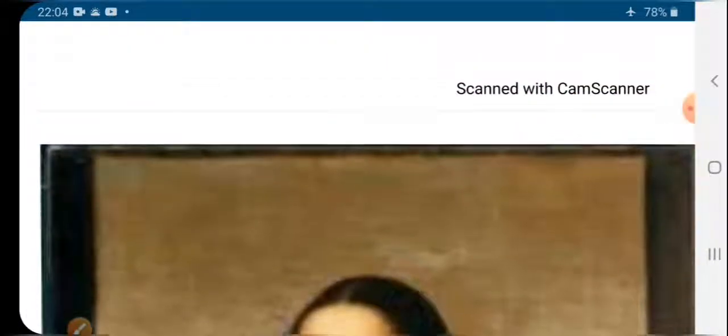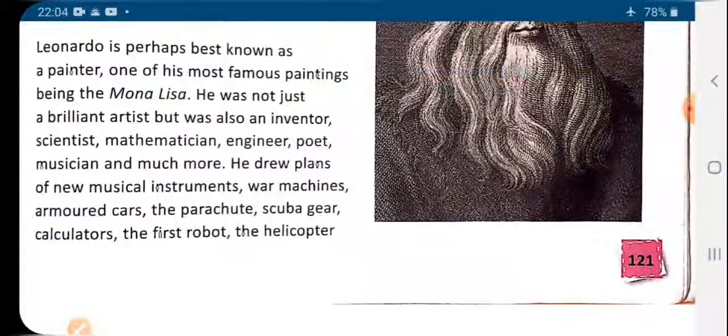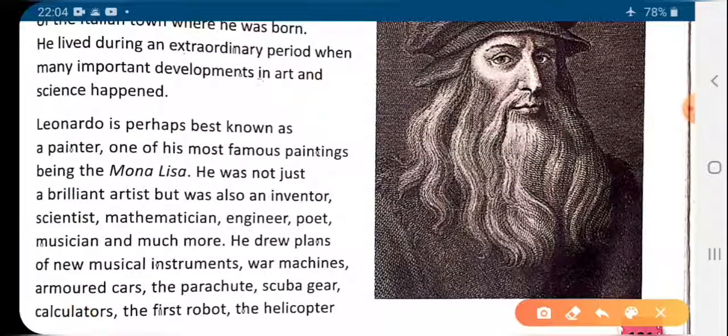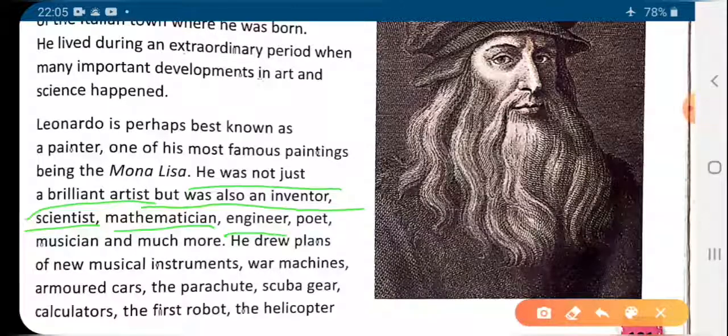This painting is well known, or I can say this is the world famous painting that was made by Leonardo, and the name of the painting is Mona Lisa. Yes, it means we understand now that Leonardo was a painter, or we can say an artist, but he was not just a brilliant artist, but was also an inventor, scientist, mathematician, engineer, poet, musician, and much more.